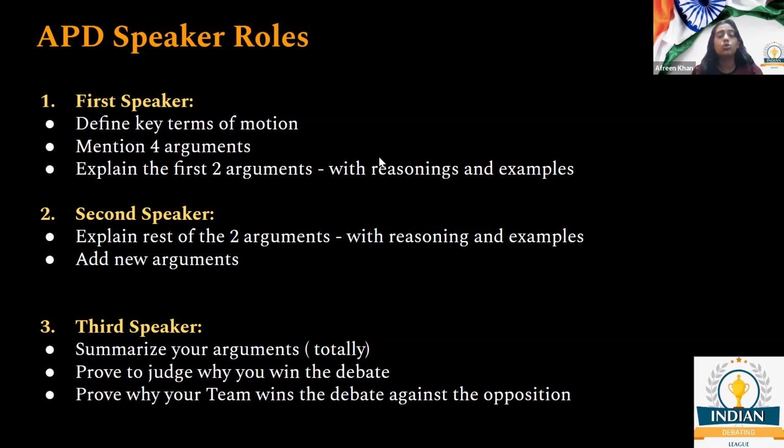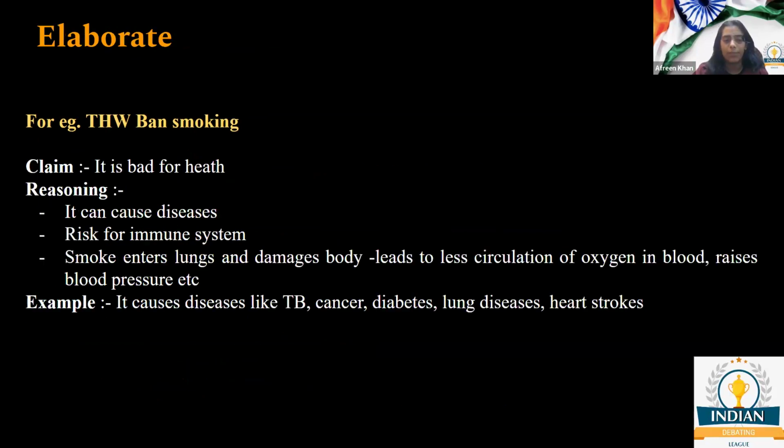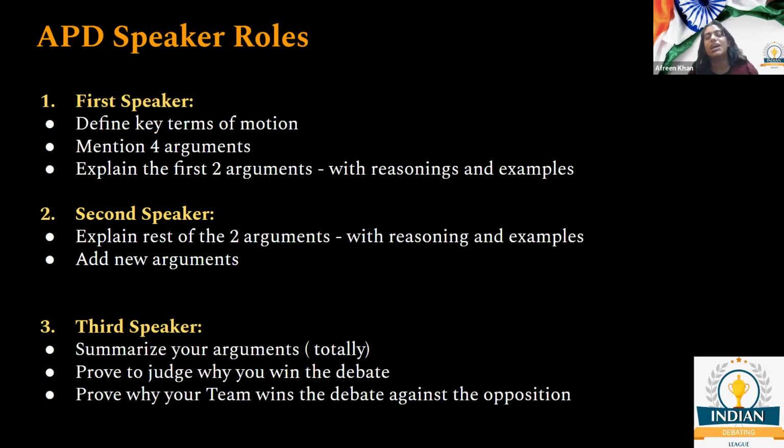So what does the second speaker do? The second speaker now explains the rest of the two arguments with reasoning and examples. If the first speaker already explained that it is bad for health and it bothers other people, the second speaker can explain how it wastes resources and how it impacts the environment. That's new content altogether. You're giving new reasonings, new examples, and so on. If the second speaker wants, he can add any new arguments as well. The second speaker has full leeway to add new arguments.